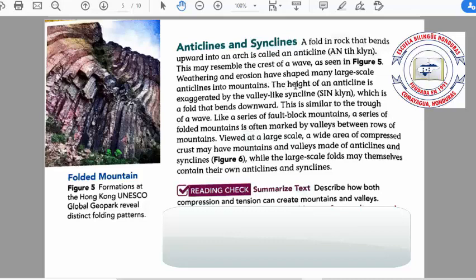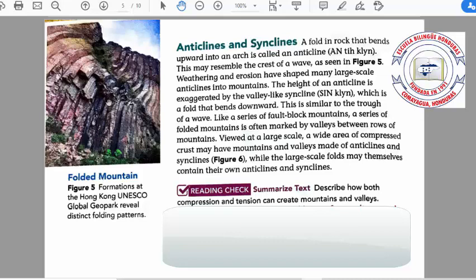The height of an anticline is exaggerated by the valley-like syncline, which is a fold that bends downward. This is similar to the throw of a weight. Underline from the height until of a weight, until over here, guys. Underline that part.